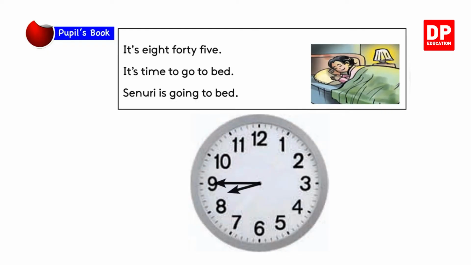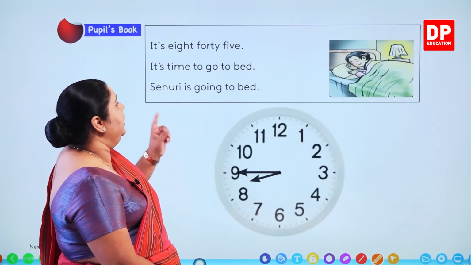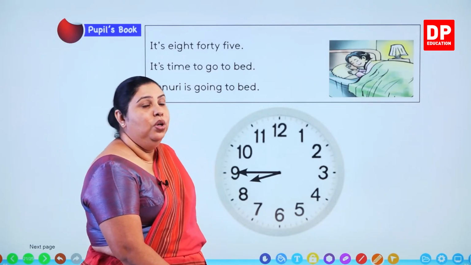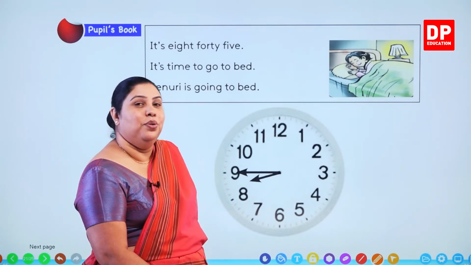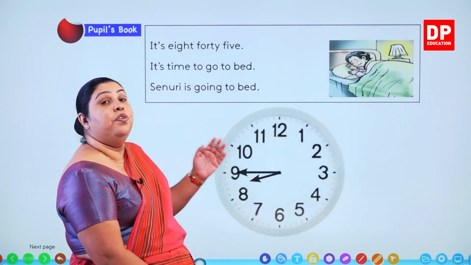Next one. It's 8:45. Oh, it's 8:45. It's time to go to bed. Senuri is going to bed. Senuri is going to sleep. Now what's the time? It's 8:45.